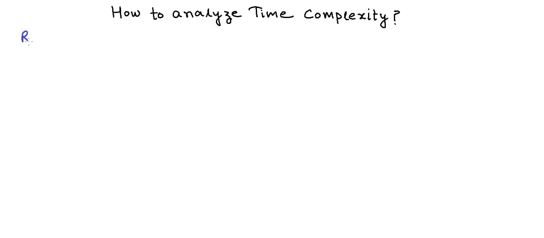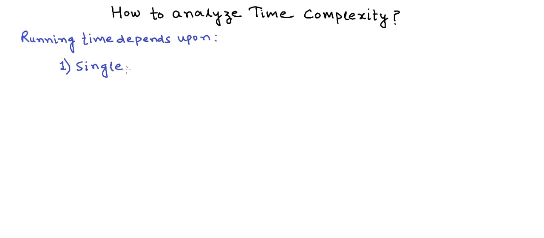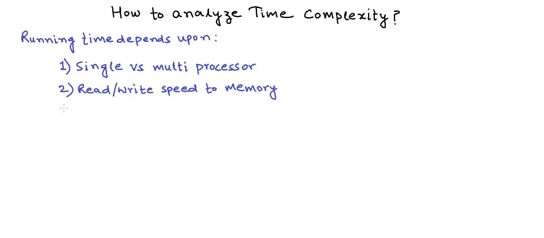So we will say that running time depends upon factors like whether your machine is a single processor machine or a multiple processor machine, and maybe also upon which generation of processor you have. Running time also depends upon what is the read or write speed to memory or disk, because your program may have, or will surely have, a lot of input output operations.